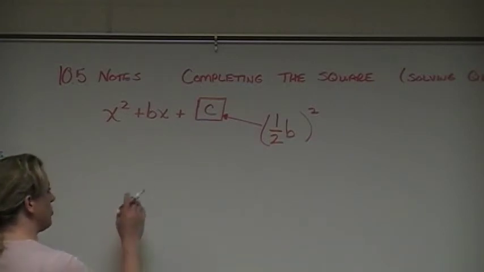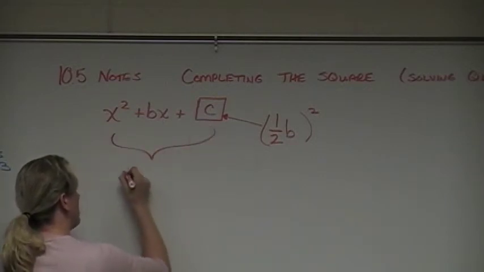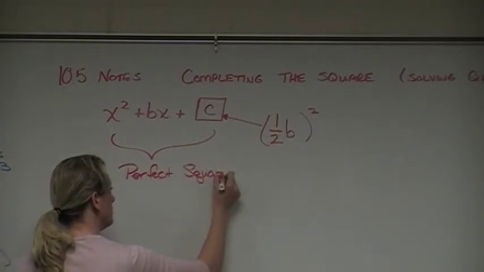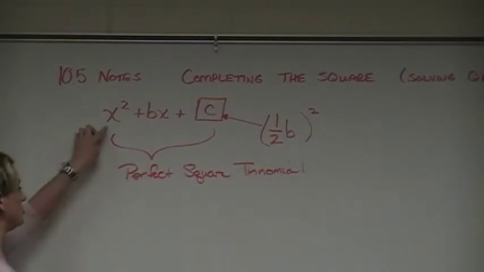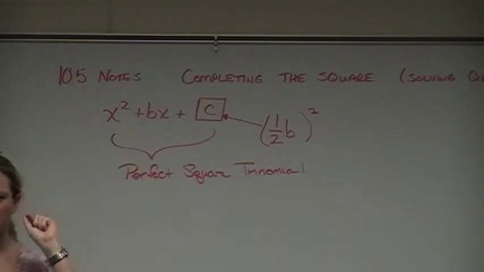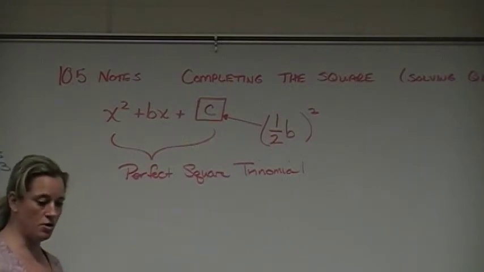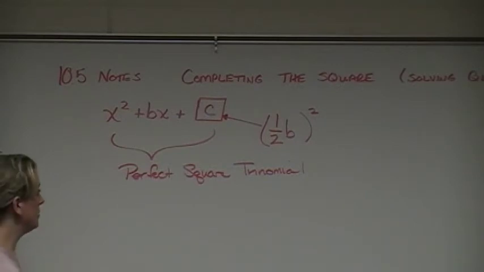And what's going to happen, class, is once you take half of b and square it, this is going to end up being what we call a perfect square trinomial. We already know that the first and third terms are both perfect squares, and the last term has to be positive. So that's coming back again from our chapter 9 material. Remember, you're going to end up with a perfect square trinomial. That perfect square trinomial can then be factored into a square of a binomial. And I'll show you how to do that too.